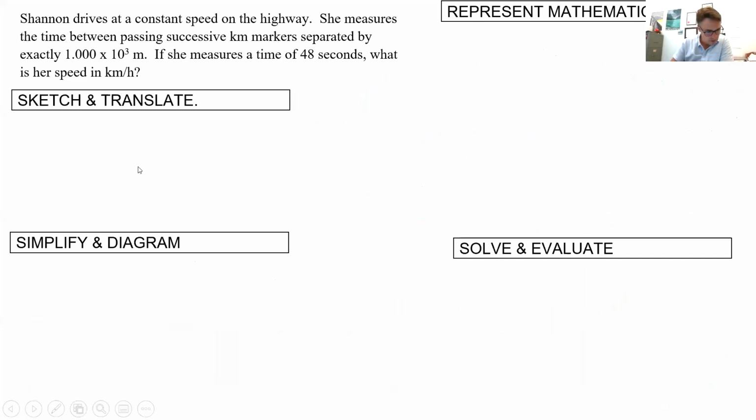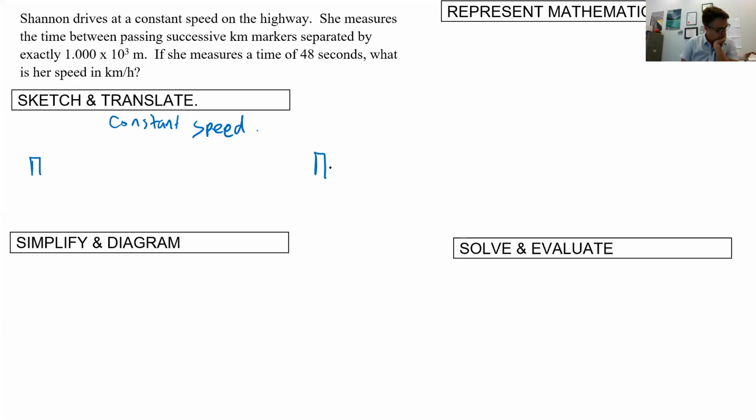Okay, let's do another question, shall we? This one is just a unit conversion question. Shannon drives at a constant speed on the highway. She measures the time between, so let's write it down, constant speed. I always like to write down what's going on. That's important. She measures time between passing successive km markers separated by exactly 1.00 times 10 to the 3 meters.